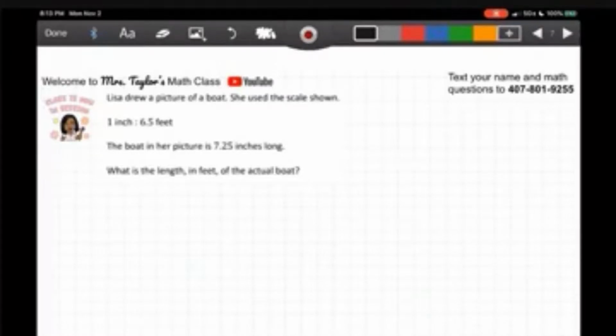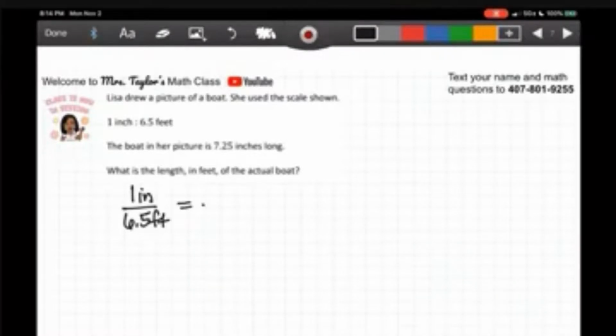Okay, so scale. This is a scale drawing. You see this kind of stuff on different maps or something of that nature. So what is scale? A scale drawing is the drawing versus the actual. That's what the ratio represents. So in this case, her drawing, we know that 1 inch is equal to 6.5 feet.